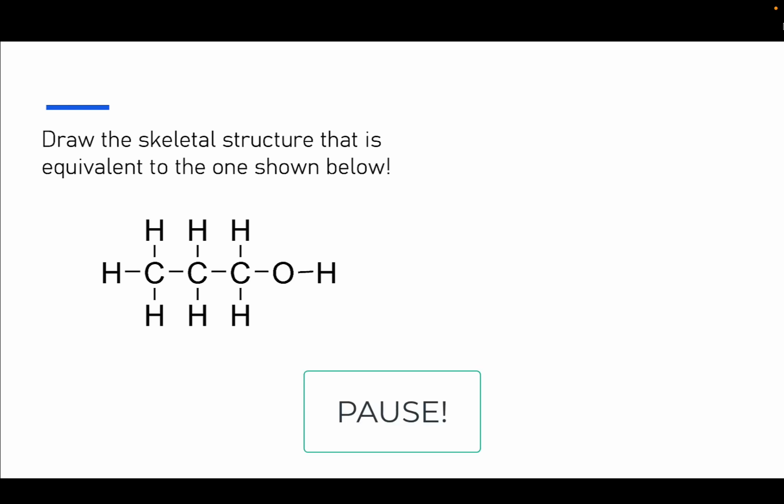Okay, now draw one for your own. Let's look at this molecule, and go ahead and pause here and try to draw it out, and then I will show you my answer too.